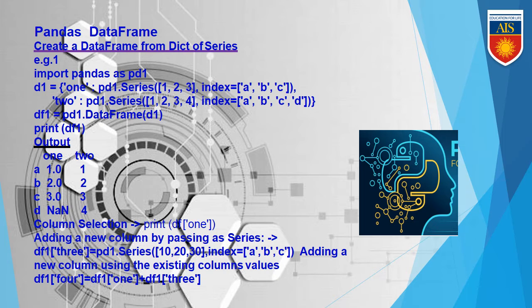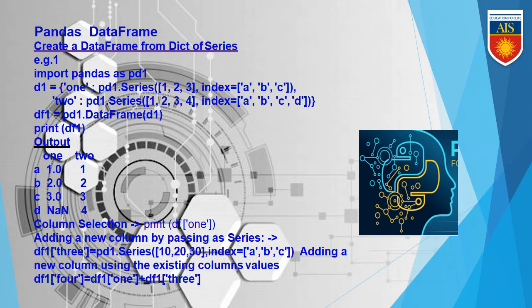Column selection, print df1. That means against print df1 we are actually selecting the column. Adding a new column by passing a series. If you want to add a new column, in that case we need to write the statement this way: df1, then within brackets we have to mention the number of the column, like we have given 3. Then we have to mention the elements, like we have given 10, 20 and 30. Then we have to assign the index also.